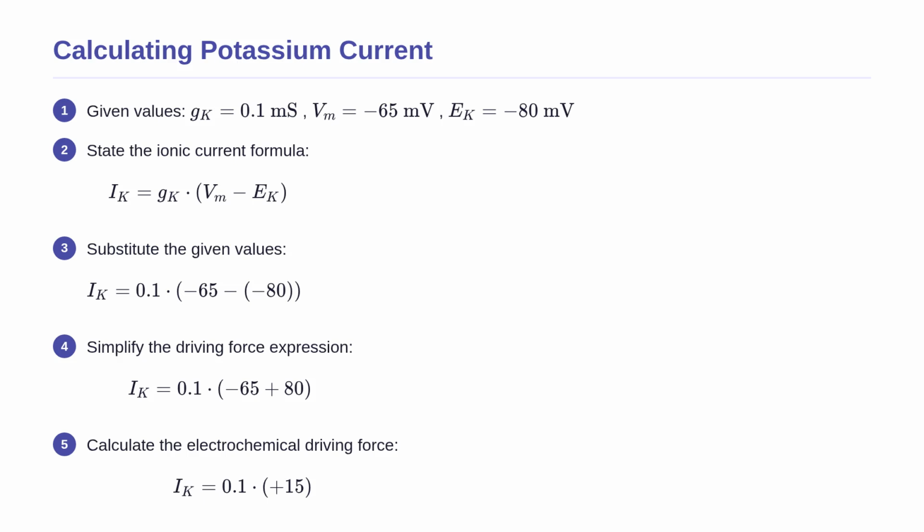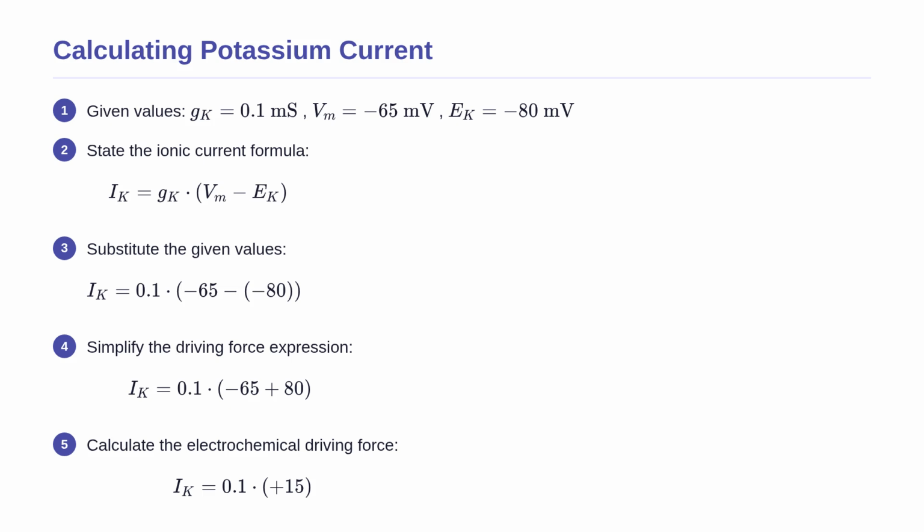Now that we have calculated the sodium current, let us look at what happens with potassium ions in the exact same neuron. This time, the potassium conductance is 0.1 millisiemens. The membrane potential is still negative 65 millivolts, but potassium's equilibrium potential is negative 80 millivolts. We apply the exact same equation.